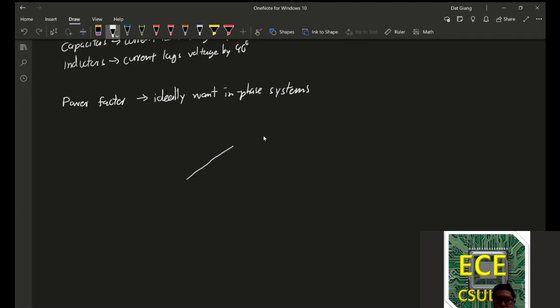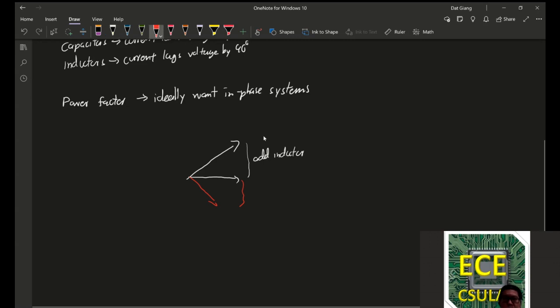So if you had a leading system compared to the voltage, it would be ideal to maybe add an inductor to lower the phase so that maybe it points like so instead. Similarly, if you had an inductive system, you'd maybe want to pull it up by adding a capacitor. So, for this one, add inductor. For this one, add capacitor.